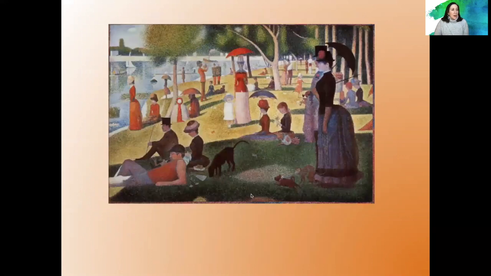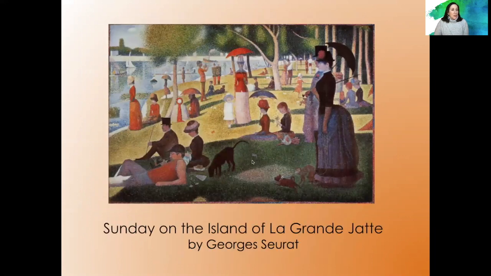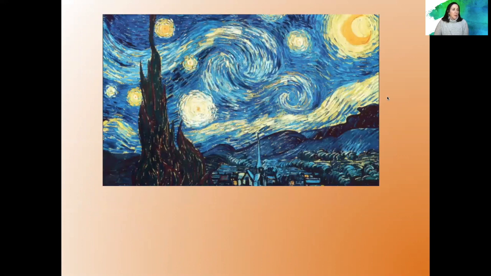This is George Seurat, and this is another great story painting. And the story behind this one is it's pointillism, so it's all done with little dots. So then we could do dot paintings. There was an example back before that of that.